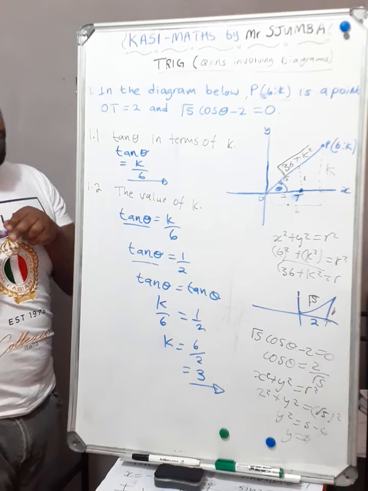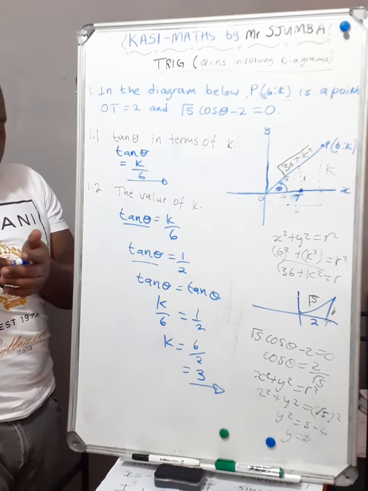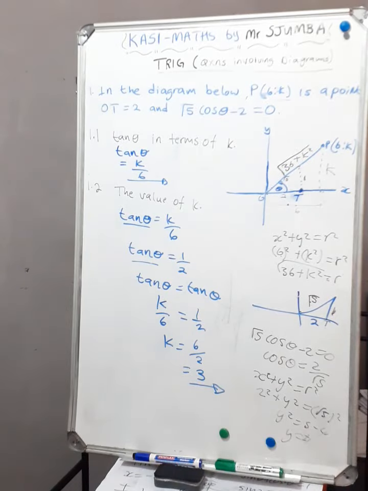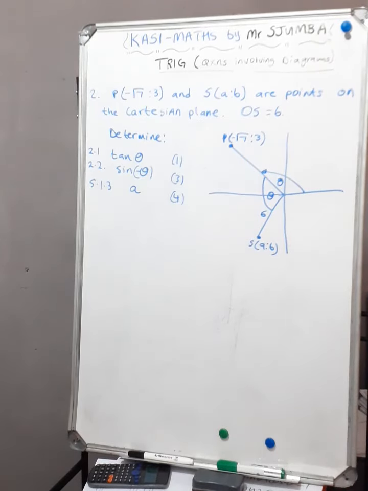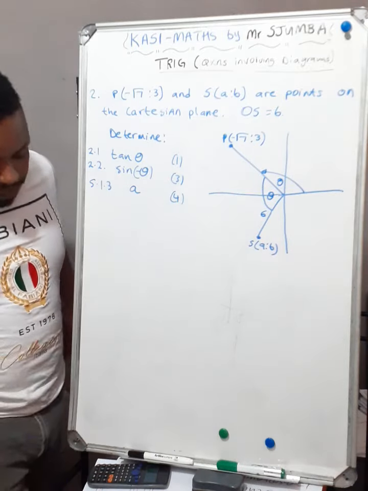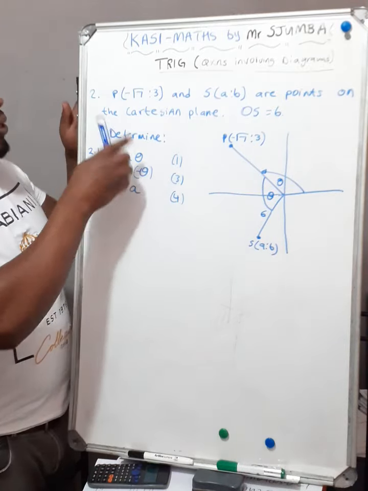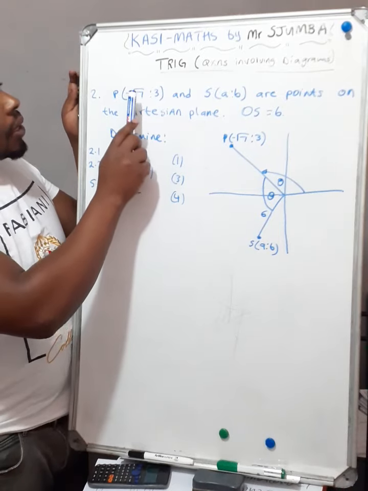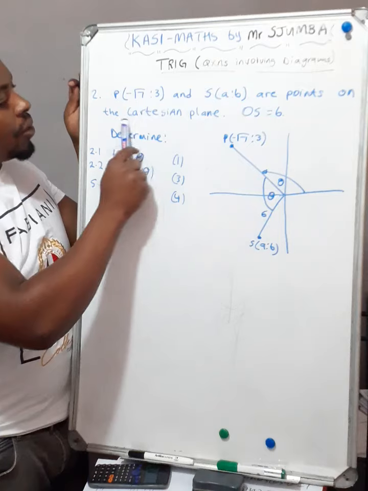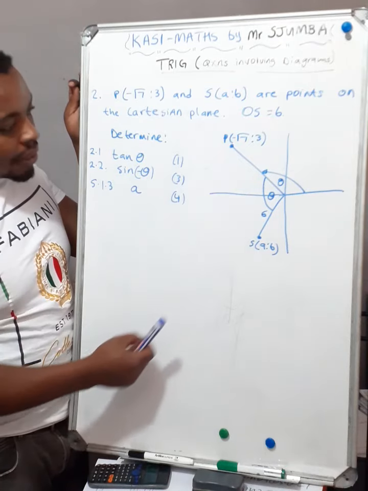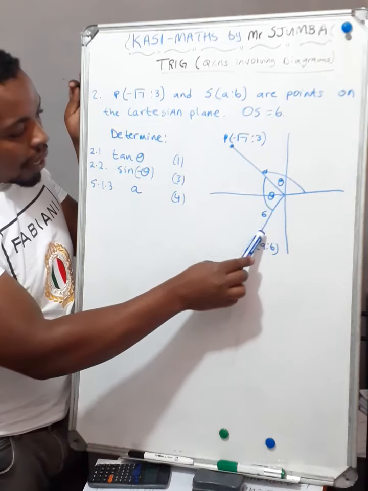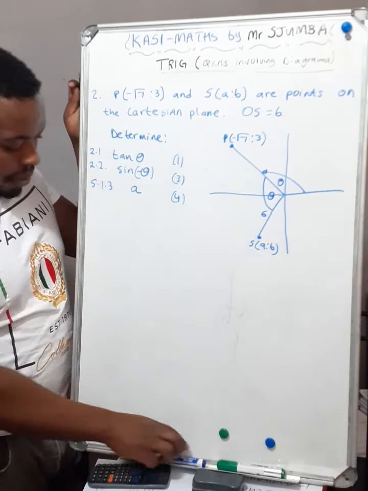So this is how we solve it. We're just going to do one more example and then the second problem here is: P is minus root 7 map 3 and S are points on a Cartesian plane. OS is 6.